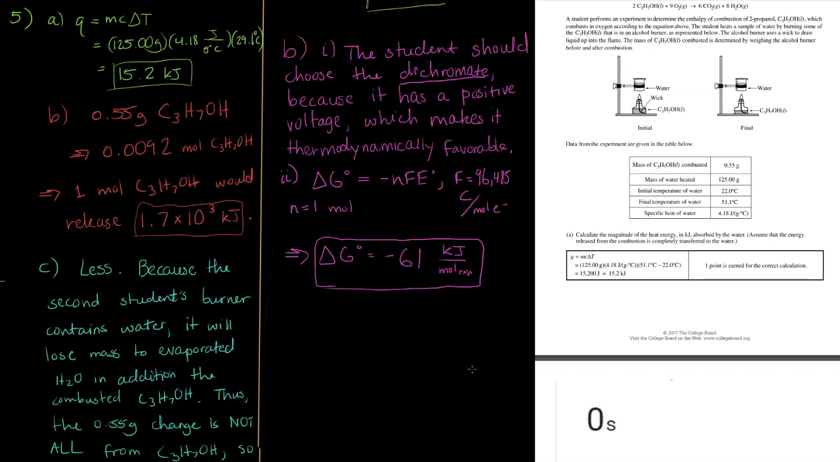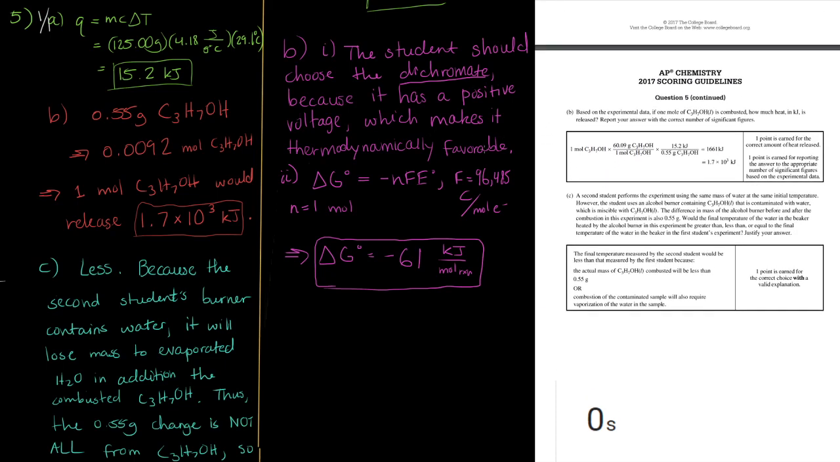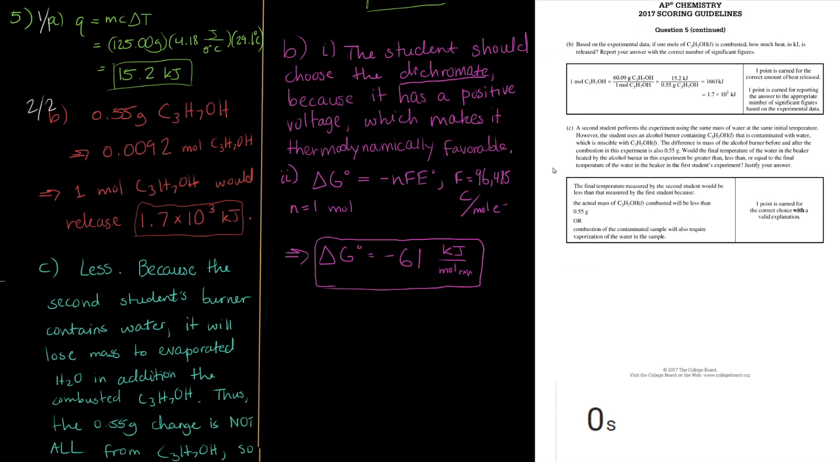So 15.2 kilojoules, we get our point here. Very nice. MCAT, MC delta T. 1 point earned for the correct amount of heat released. I got that point. 1 point earned for reporting the answer to the appropriate number of significant figures based on the experimental data. I got that point. Good for us. Good old calculations. We can do those.